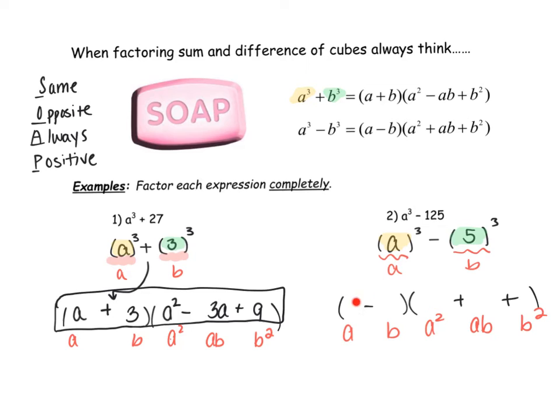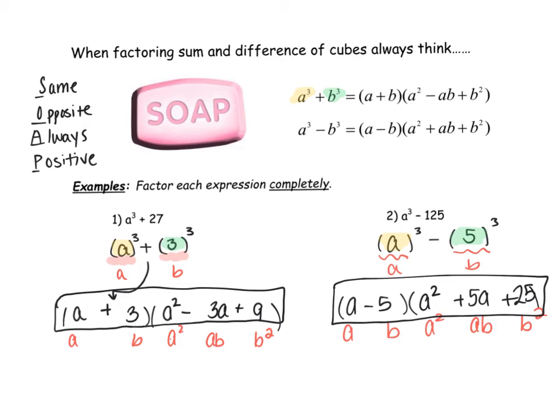So A goes in here for A. Then we have our B, which goes here, which is 5. Then we take A and square it. So A here, we're going to square that and just make it A squared. Then we're going to multiply A and 5 together. That gives me 5A. And then I'm going to take the B term, which is 5, and square it. So 5 squared is 25. And then this is my final answer.